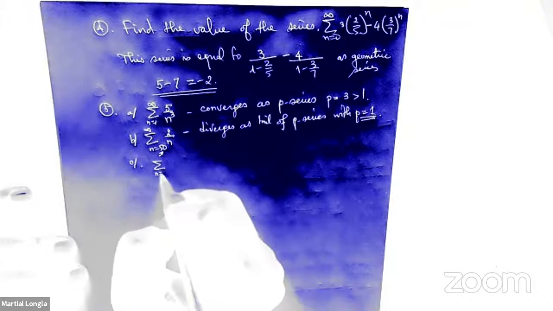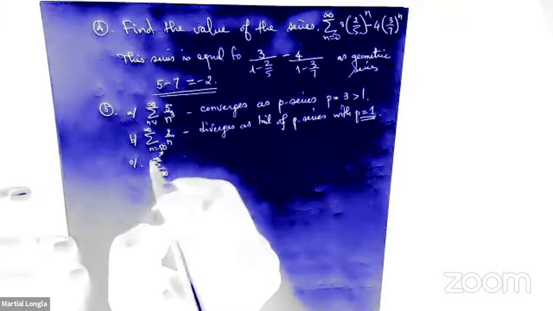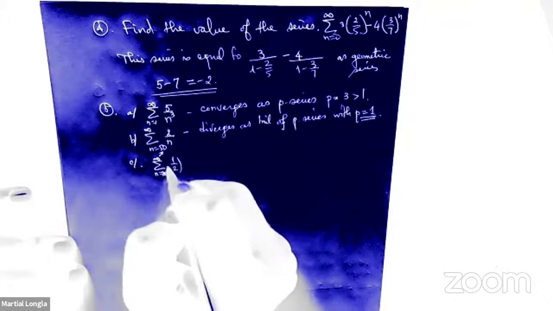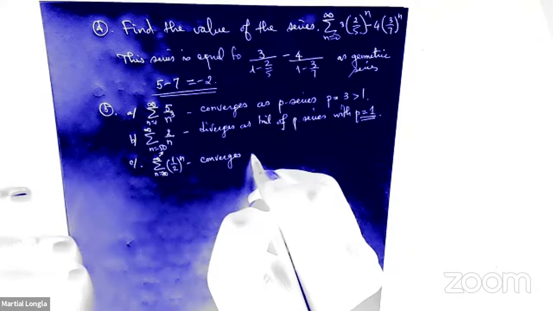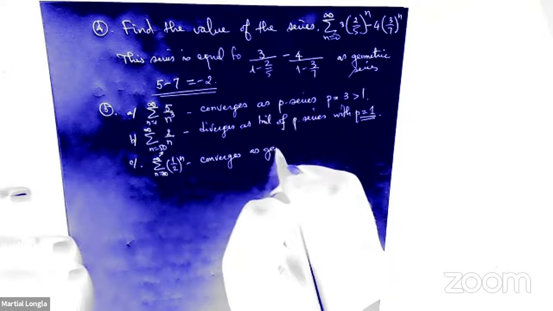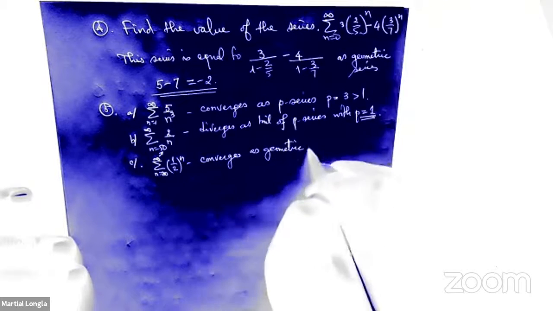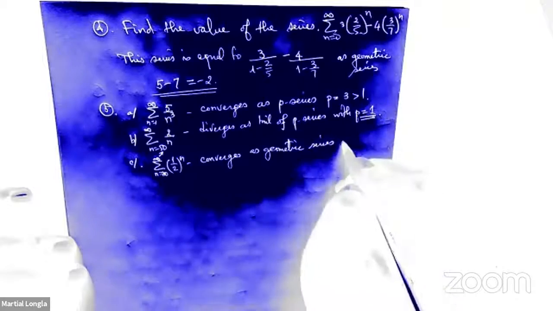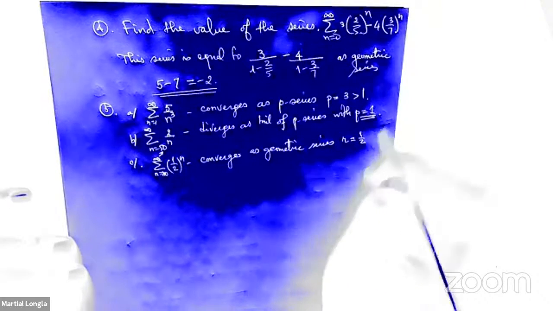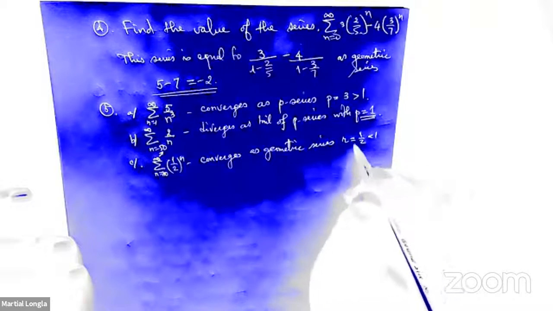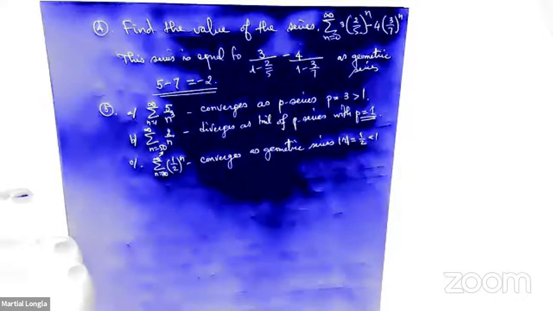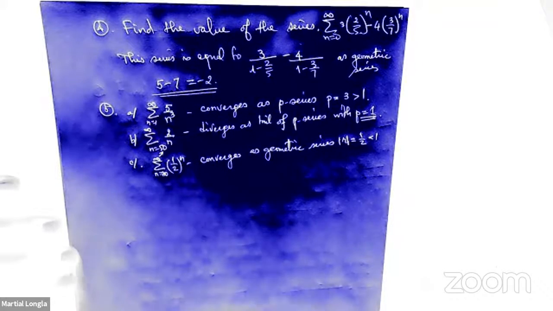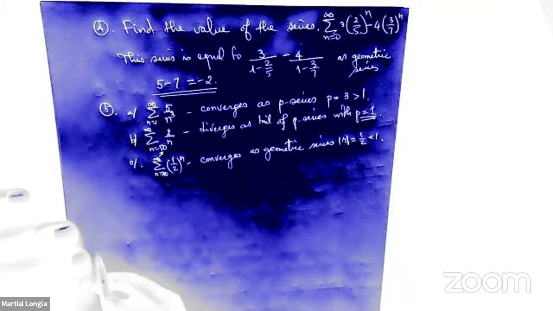Then C, sum n from 30 to infinity, 1/2 to the n. This converges. And you can say geometric, where r equals 1/2 is less than 1 in absolute value, right? That's it for number 5.